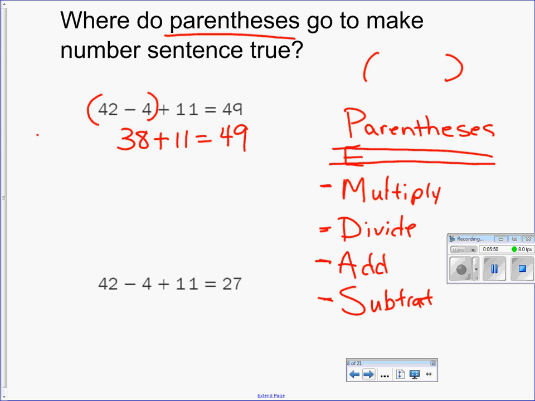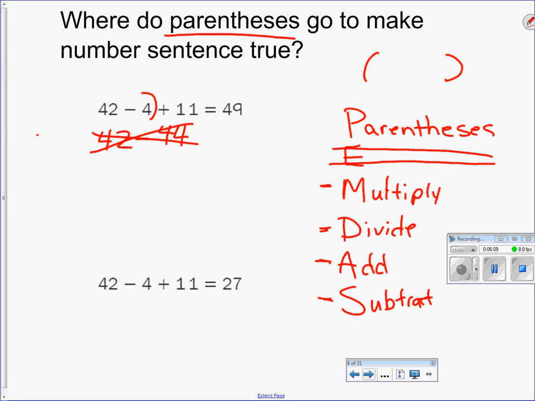So on this particular problem, here I would add first. So this would be 44. So my problem would become 42 minus 44. Well, we can't do that in third grade. We haven't worked with that in third grade. So this is where I need parentheses to help me out.